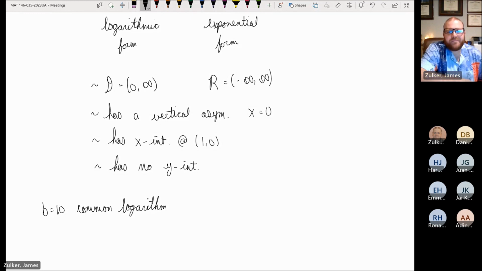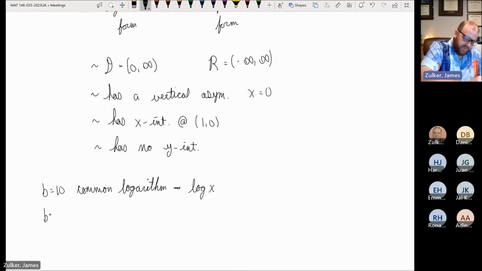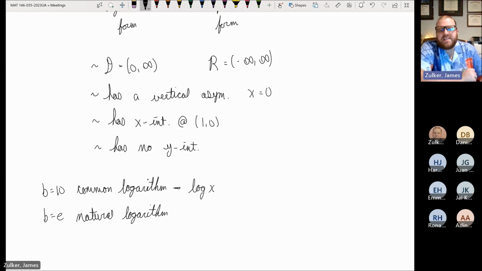If b is 10, it's called the common logarithm. And it'll typically be represented this way. Right, the base 10 that's normally down here is implied. b equals e is the natural log. And it'll be represented as ln of x.